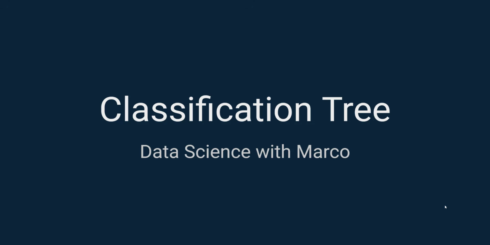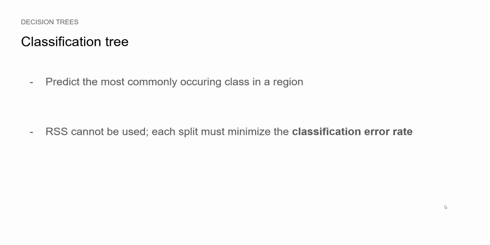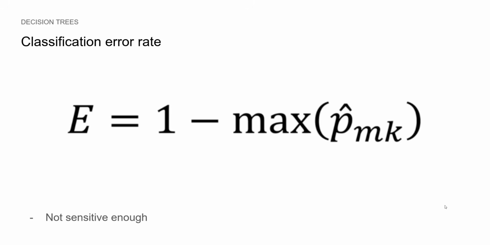Now let's see how a classification tree works. It is very similar to a regression tree, but instead, we predict the most commonly occurring class in a region. Also, we cannot use the RSS since we are dealing with categories, so we must minimize the classification error rate. The classification error rate is simply the fraction of training observations in a region that do not belong to the most common class. However, this is not sensitive enough for tree growing.